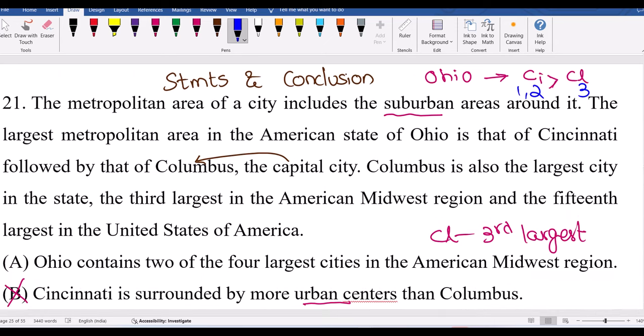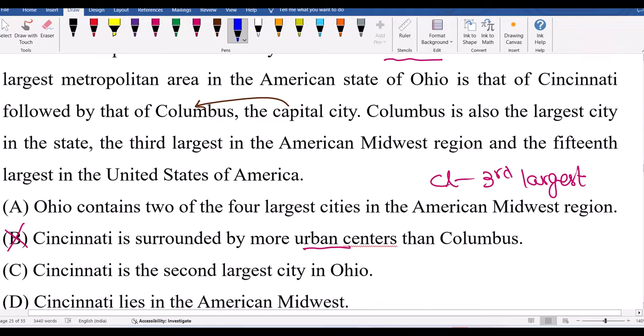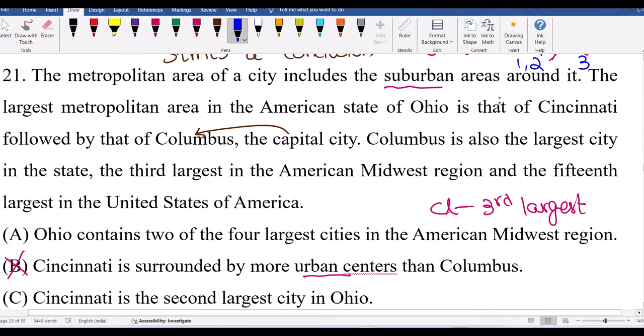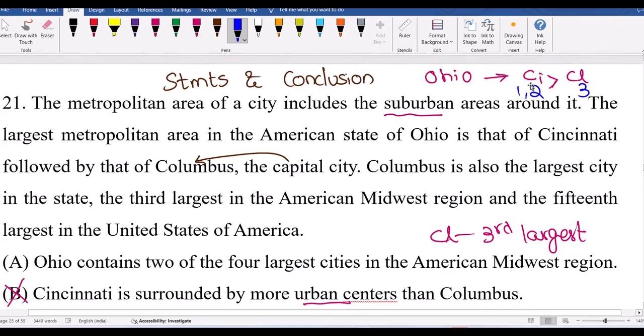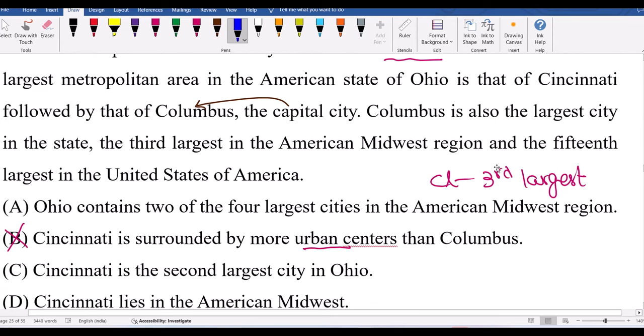Ohio is that, okay, that's the first one. Cincinnati is the largest metropolitan area. Second largest city in Ohio, no. It can be first also. Cincinnati can be first among the largest cities or second, that I cannot decide. Cincinnati lies in the American Midwest region. That I cannot say. Okay.